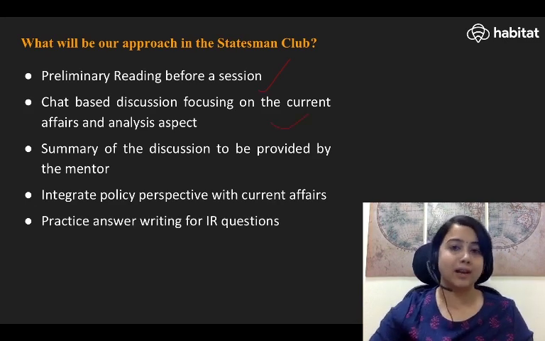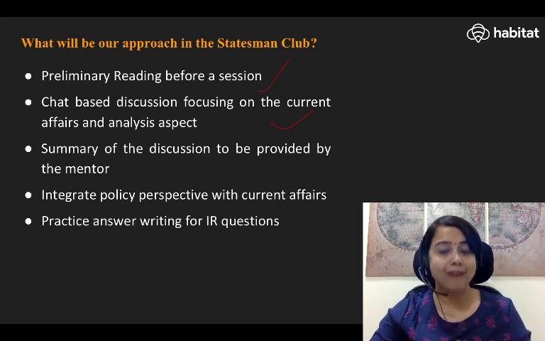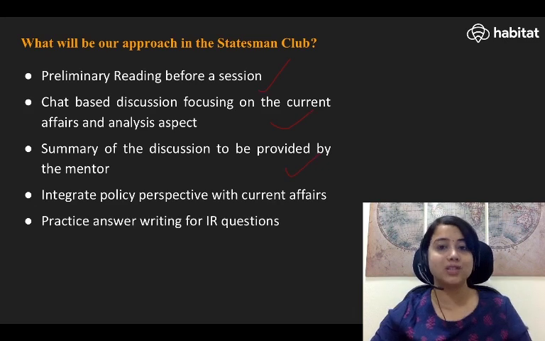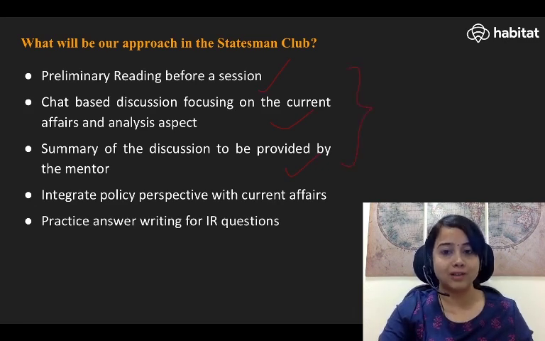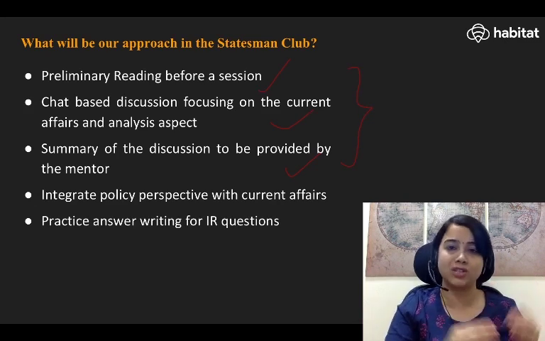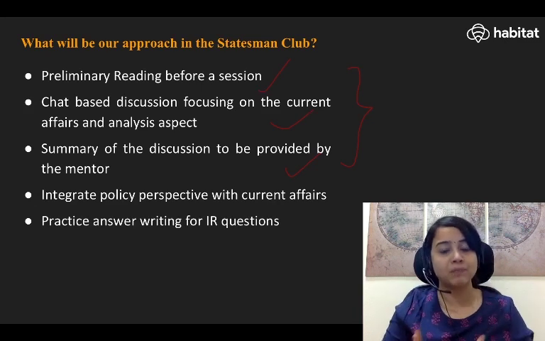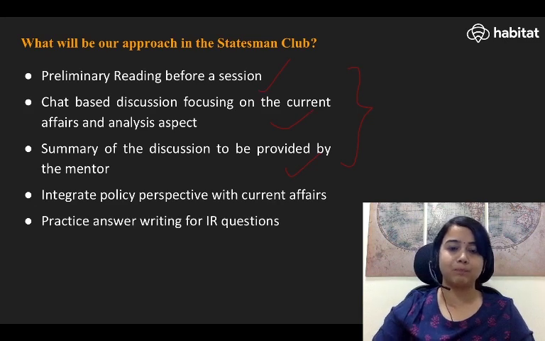One of the things that I do is, based on the discussion that we have in the class, I also provide a summary document after the session is over. So this is going to be the flow of the class. A preliminary reading, it can be a document shared by me or some newspaper articles, then the chat based discussion, and lastly, the summary of the discussion would be provided.